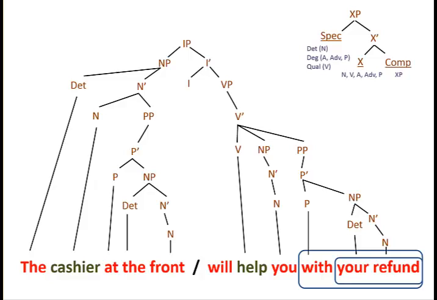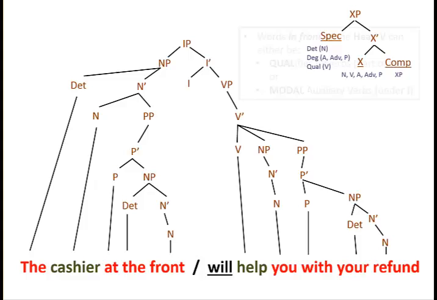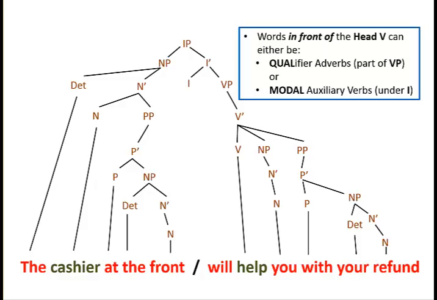Now the last thing we need to do is deal with this will word in front of the head. And previously I said that if you have a word in front of your head, then it has to be specifier. Well, the exception to that is in the predicate, because there's actually 2 options for words that come in front of the head verb. One of them, of course, would be a qualifier in that specifier position within the verb phrase. But the other option is that it could actually be a modal auxiliary. And if it's a modal auxiliary, then it actually fits in that I slot on the tree. So we have to be able to identify or distinguish between modal auxiliaries and qualifiers.